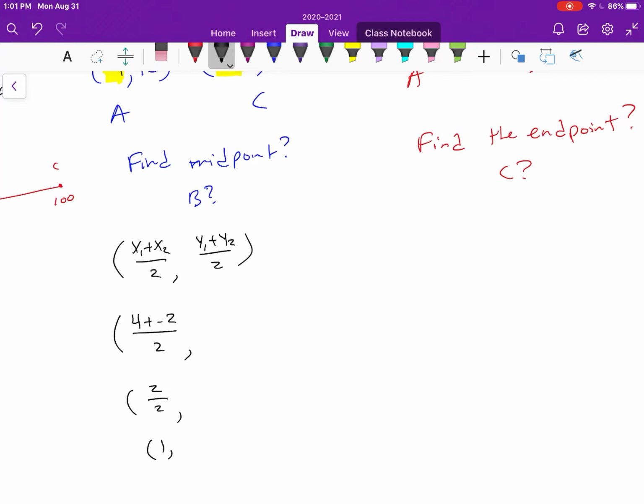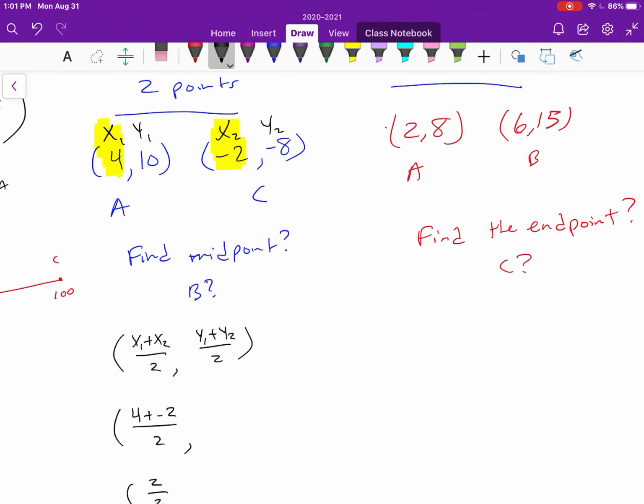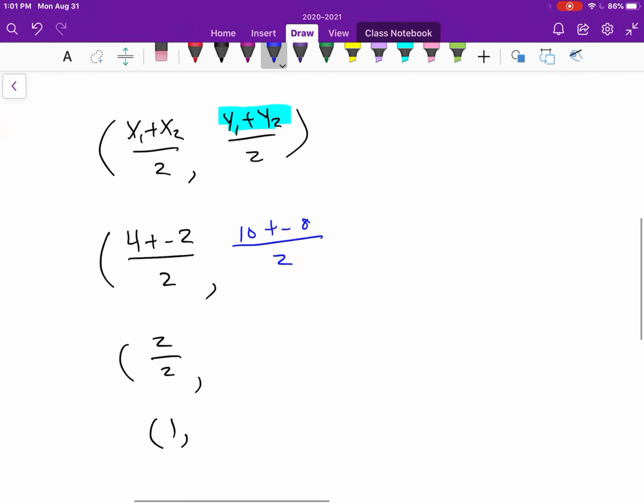So we're almost there. I already finished my first half. And then the second half, I have my y's. So I'm going to, let's use a different color. Let's go green. So actually use blue. Okay, so now we're going to go with 10 plus a -8 divided by 2. So 10 plus a -8, it's pretty much you're taking away 8 from the 10. So it'd be 10 minus 8, which gives you 2, divided by 2. Oh, it just happened to be 1 again. So there you go. This is your midpoint.